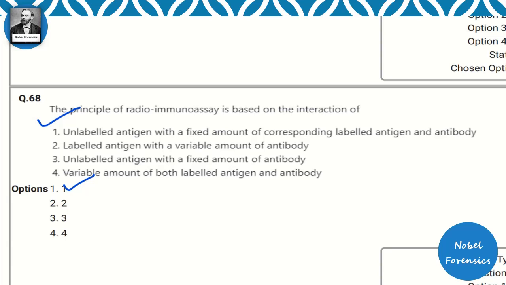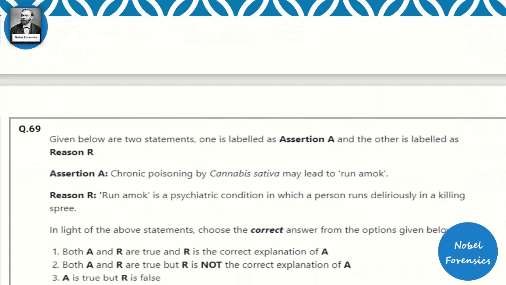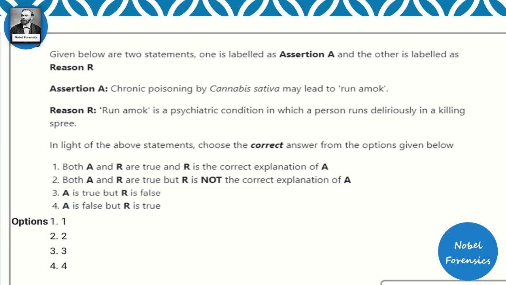Option 1 is correct, and there are 2 questions related to the radioimmunoassay in this paper only. Coming to 69, given below are 2 statements, assertion and reason. Assertion: chronic poisoning by cannabis sativa may lead to run amok.